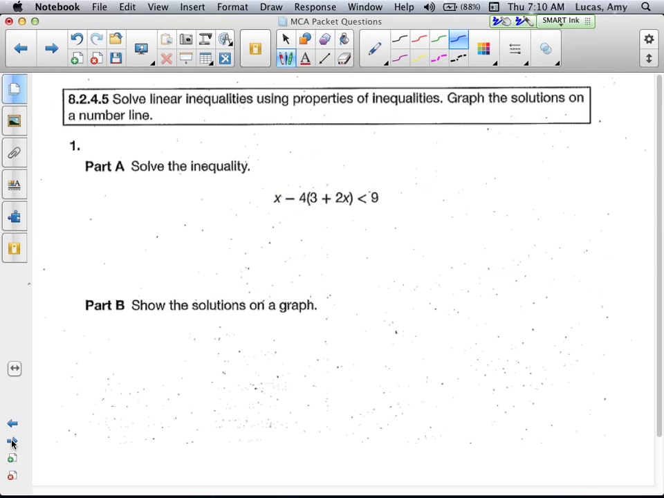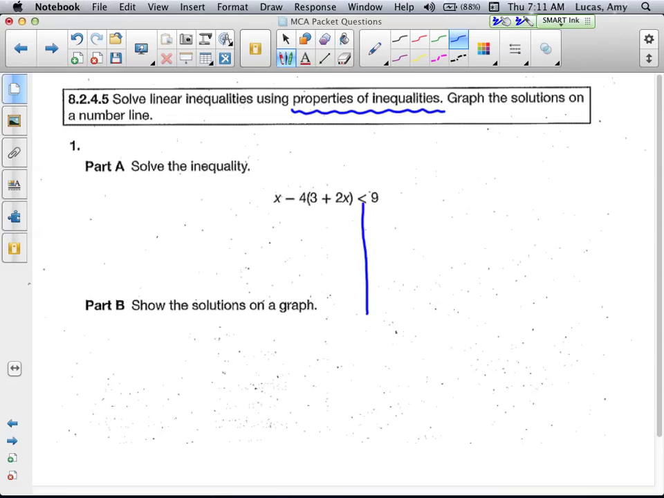Okay, the next page, 43. Our benchmark is 8245. Solve linear inequalities using properties of inequalities. Graph the solutions on a number line. The properties of inequalities are just like the properties of equations. So as you're solving, I'm going to draw my train track, and I'm going to use the same properties that I would use if it was an equation instead of an inequality.